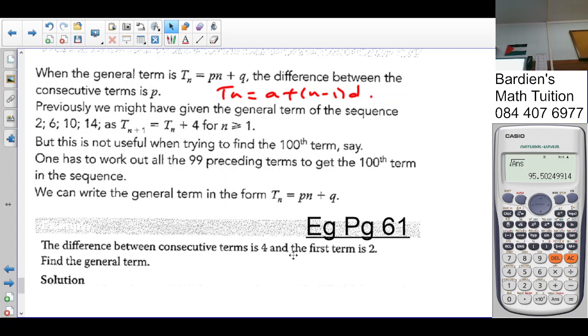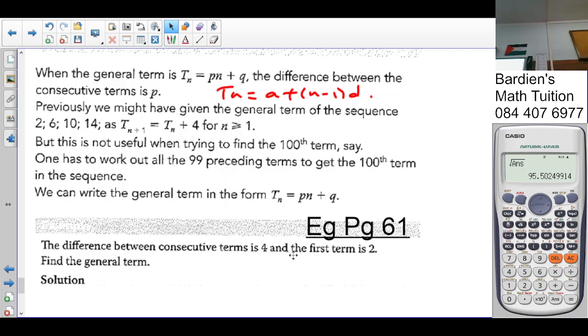Previously we might have been given the general term of the sequence in that form. This is what we call the recursive formula method. Okay, this is a recursive formula method. But it's not useful when trying to find the 100th term. Because imagine you must find the 100th term. So what do we need? We need term 99 and term 98 and then term 97, then term 96 and so on.